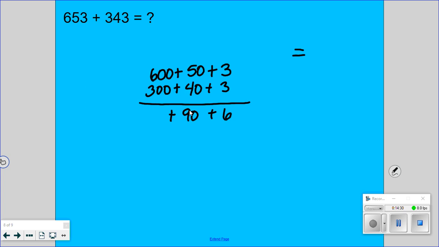Now I've got my hundreds, 600 plus 300. Marley? 900. Now when I solve this problem, it's still in expanded form. So I gotta do a little bit of work to get it back in what's called standard form. Make it look like what we know a number will look like. What is that number turned back into standard form? 996. Beautiful.